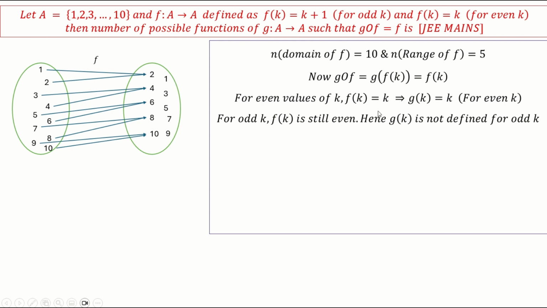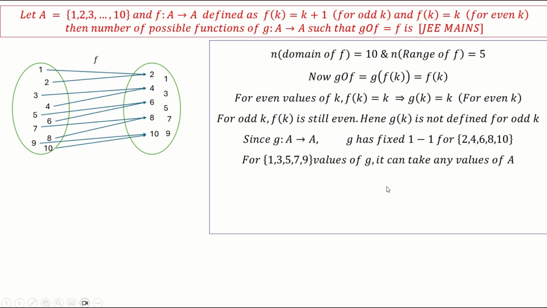So g of k is not defined for odd values, because from this you can only understand the even values of k, right? Which means since g is from A to A, g has a fixed one-to-one relation for 2, 4, 6, 8, 10, with the same values again. But for 1, 3, 5, 7, 9, g can take any value of A. Correct? So now how many possibilities does g have?